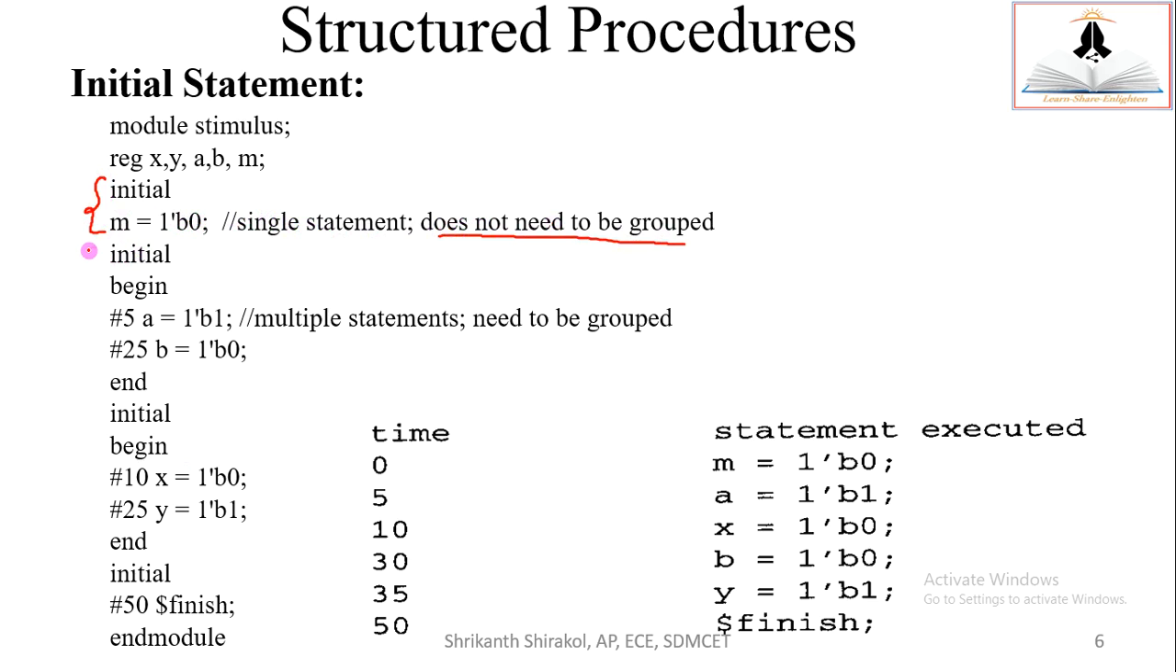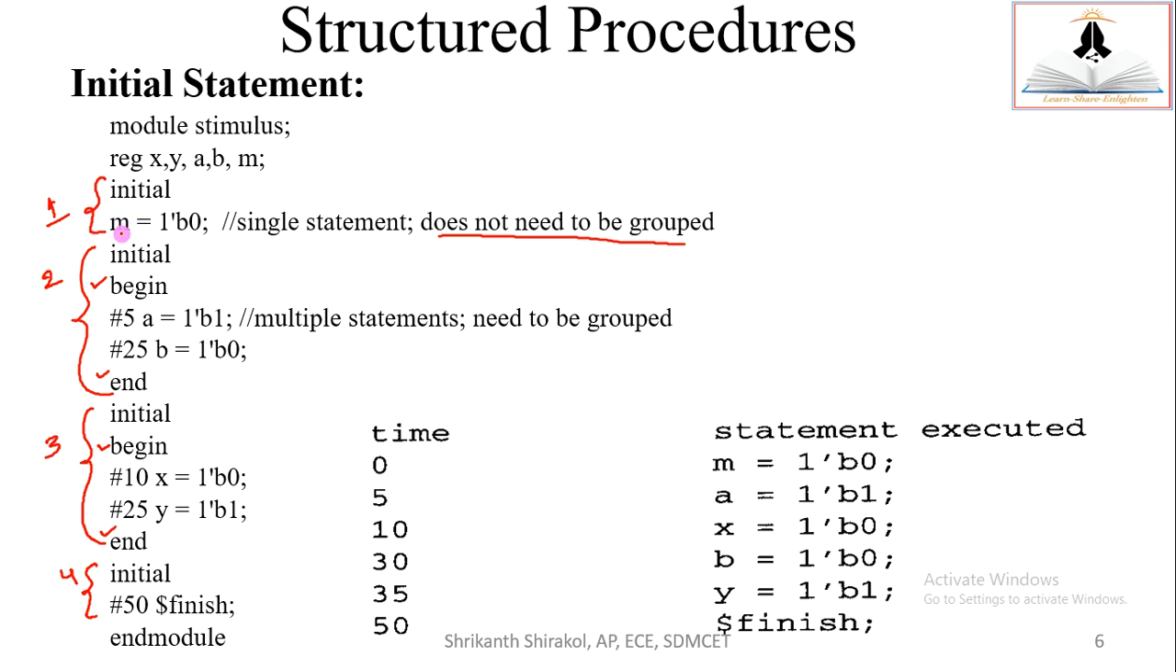But I can check this initial. This initial has multiple statements, hence you have begin and end. What about this one? This initial is a multiple statement, hence grouped within begin and end. What about this one? This is a single statement, so there is no begin and end. You have the first initial statement, second, third, and fourth. So all these four initial statements execute parallelly. The time one starts executing, at the same time this also starts executing, this also, this also.